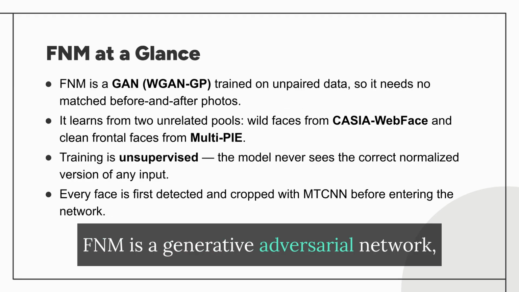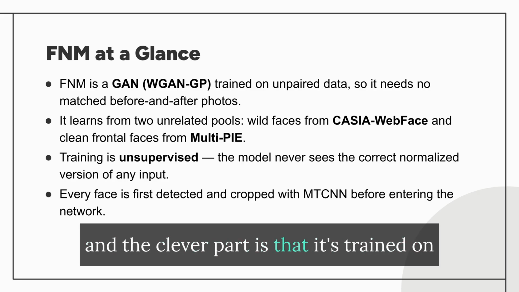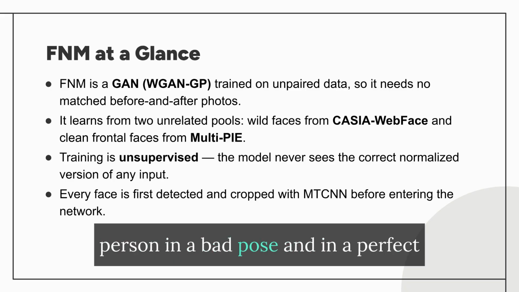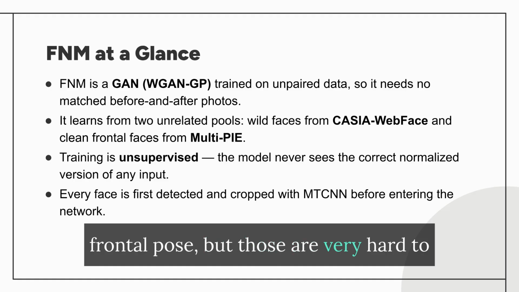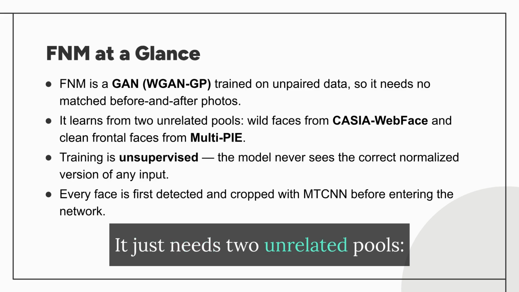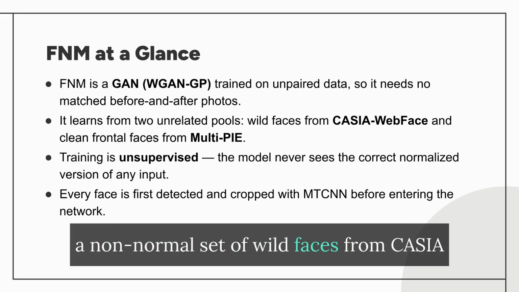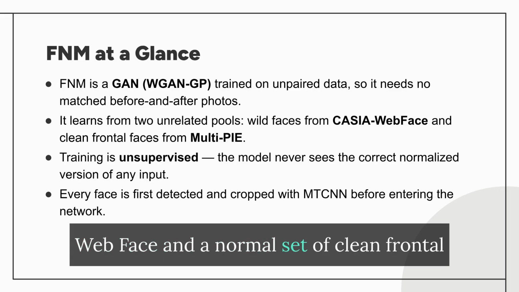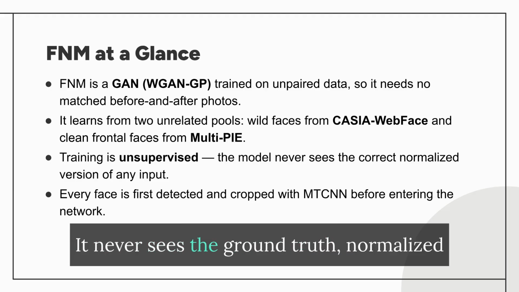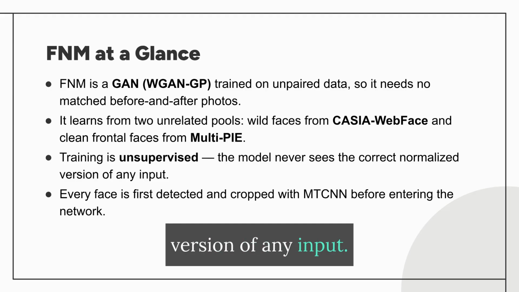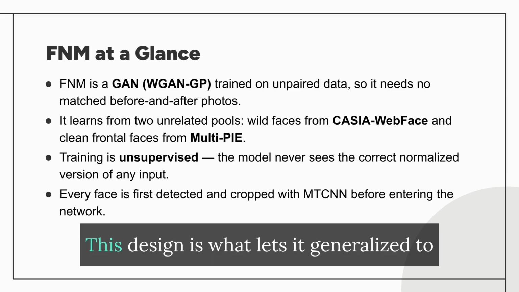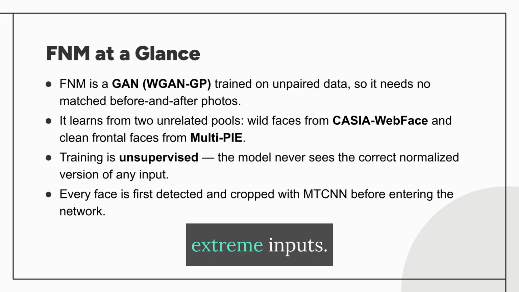FNM is a generative adversarial network, and the clever part is that it's trained on unpaired data. Normally you'd want pairs, the same person in a bad pose and in a perfect frontal pose, but those are very hard to collect. FNM avoids this entirely. It just needs two unrelated pools: a non-normal set of wild faces from CASIA-WebFace and a normal set of clean frontal faces from Multi-PIE. It's unsupervised. It never sees the ground truth normalized version of any input. All faces are first detected and cropped with MTCNN. This design is what lets it generalize to extreme inputs.